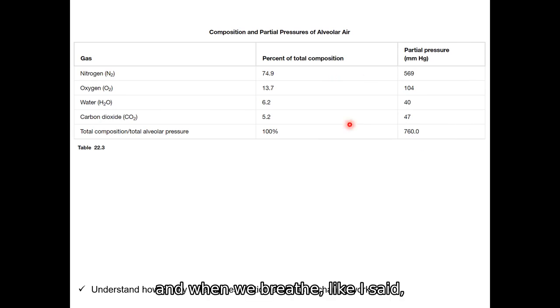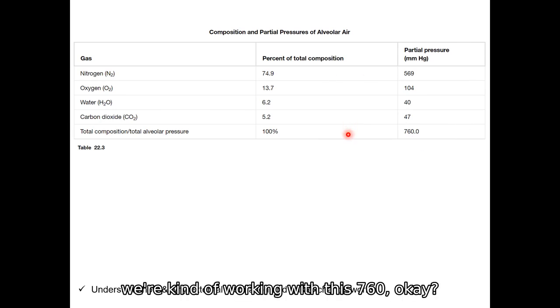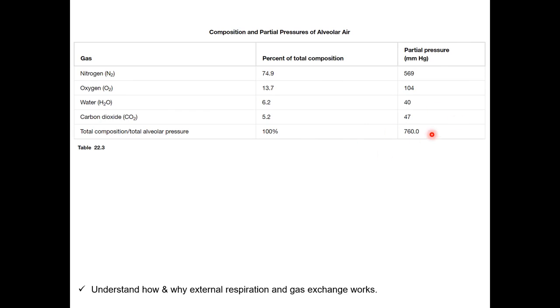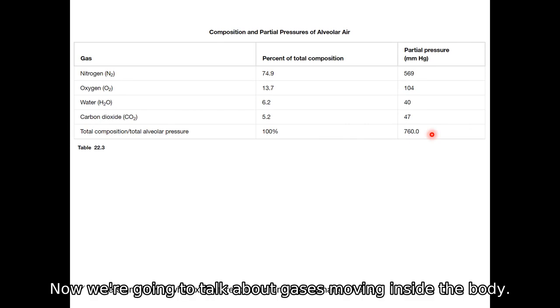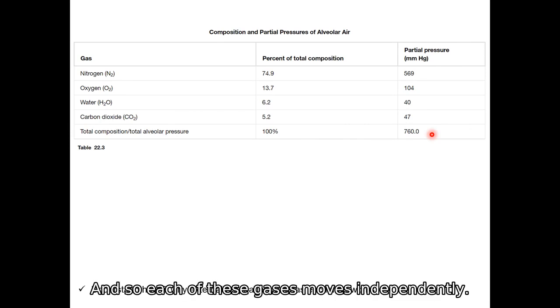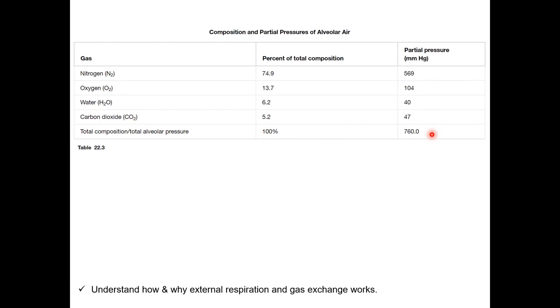And when we breathe, like I said, we're kind of working with this 760. Okay, all we have to do is drop it 1 millimeter of mercury, we inspire. We have to raise our pressure 1 above, so 761, we can expire. Now we're going to talk about gases moving inside the body, and so each of these gases moves independently.